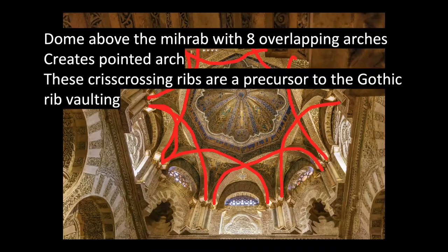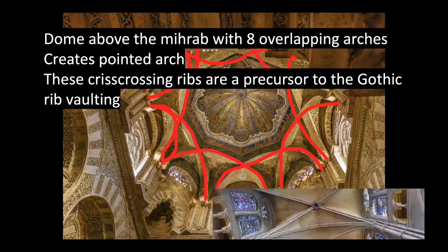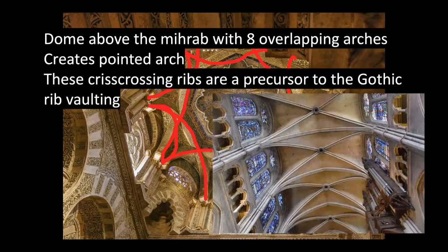So the Gothic church that we studied was Chartres Cathedral, right, and it has all the rib vaulting. That is 1194 is the year. Yep. And then the Great Mosque of Cordoba is 785. So you can see this comes way before rib vaulting.